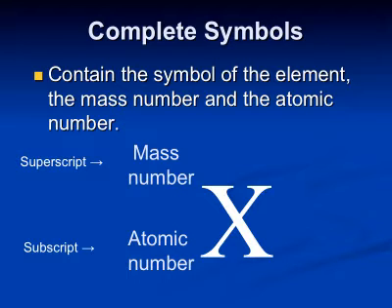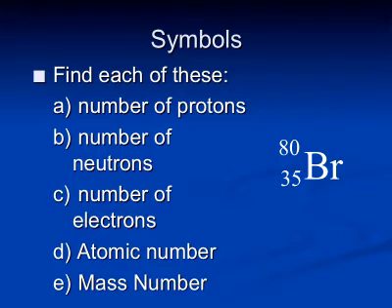Let's look at bromine. Br is bromine. What is the 80 in that symbol? The mass number. What's the 35? Our atomic number. So A, how many protons do we have? 35. Your atomic number and your protons are equal, right? B, how many neutrons? How do I figure that out?